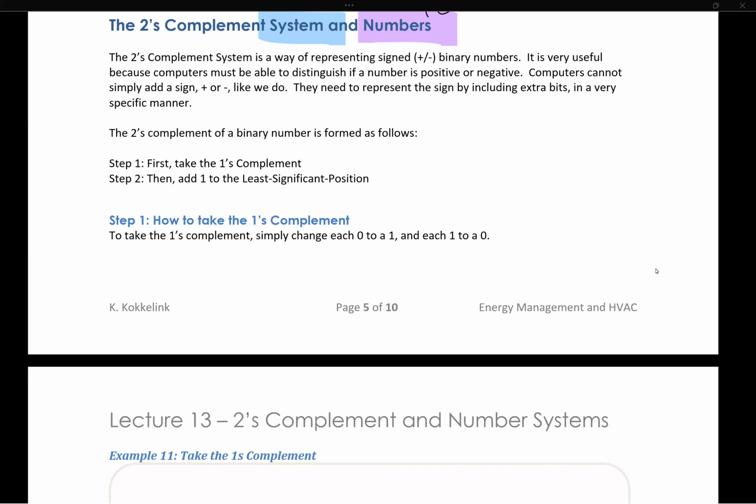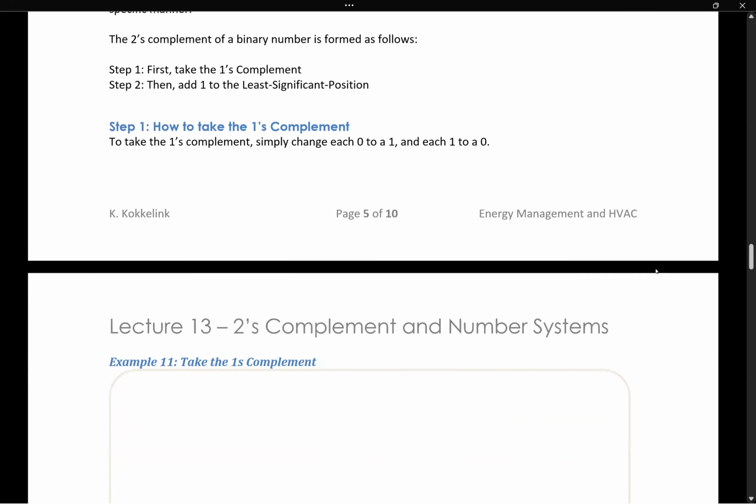A computer doesn't just put a plus or a minus like we do when we're writing math on a piece of paper. It has to represent the sign as an extra bit, and it uses that extra bit in a very specific manner. So the 2's complement system is going to use these 2's complement numbers that will put a sign bit. But first, we have to know what a 2's complement number is.